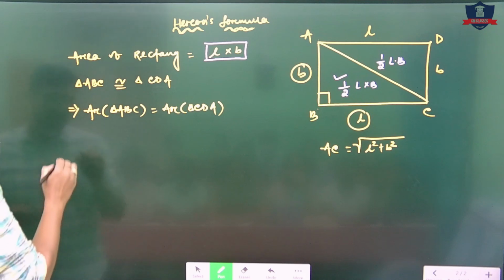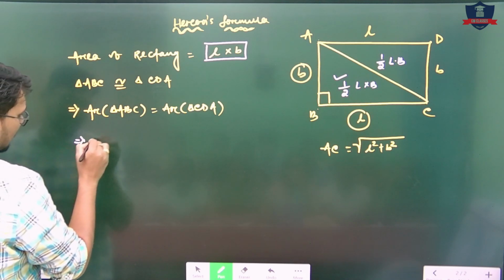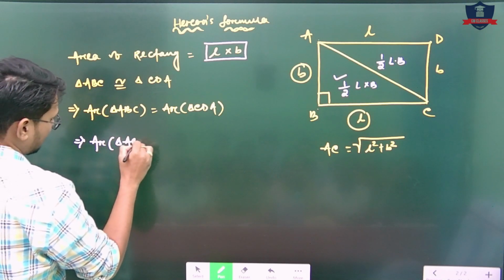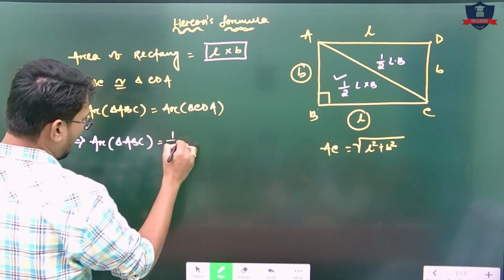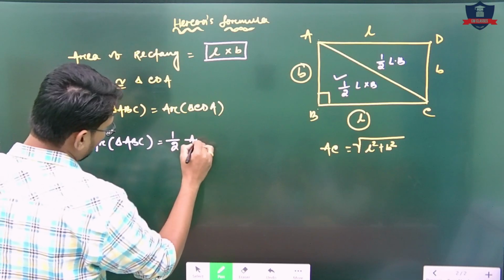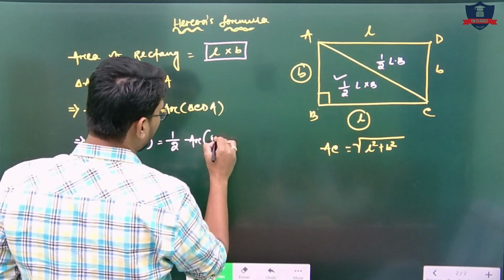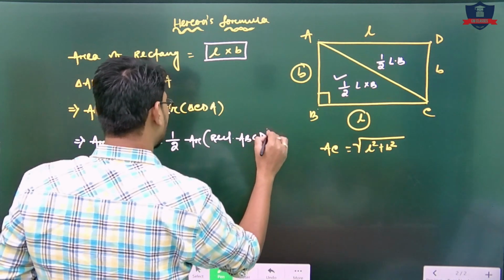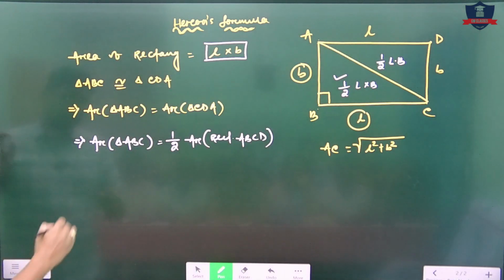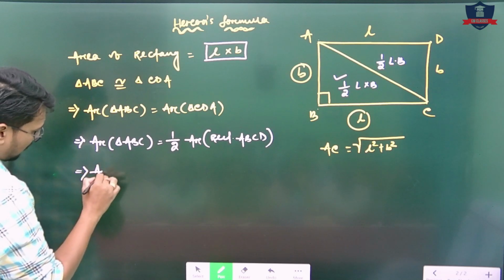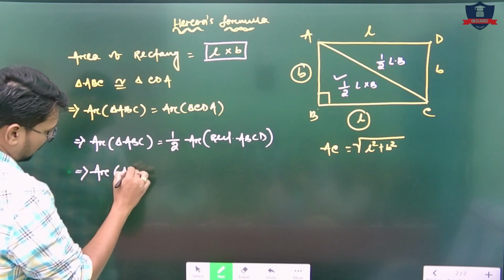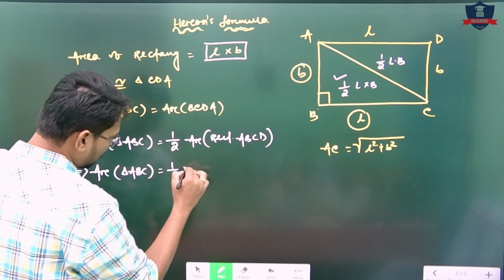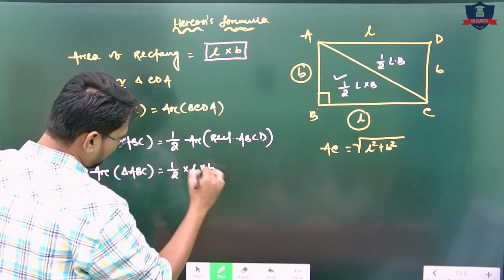Clear? So that means, bacho, we can write that this implies area of triangle ABC is equal to half of area of rectangle ABCD. Is that clear, everyone? So therefore, area of triangle ABC equals half into length into breadth.